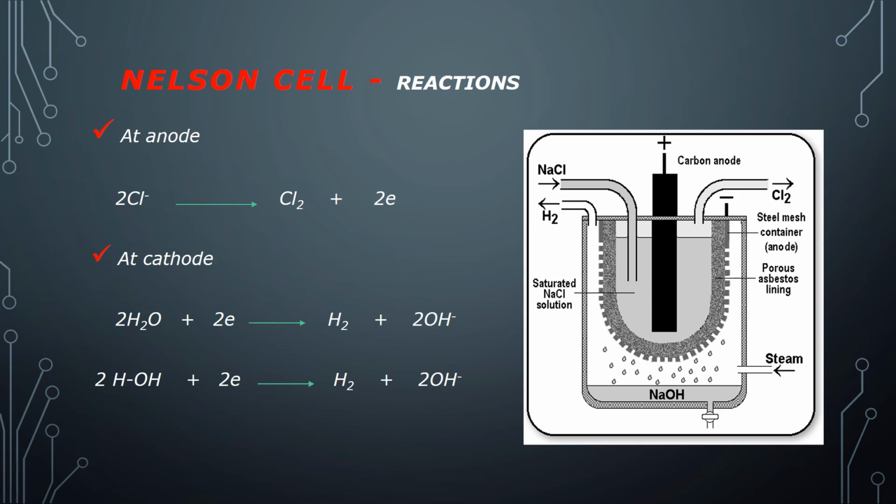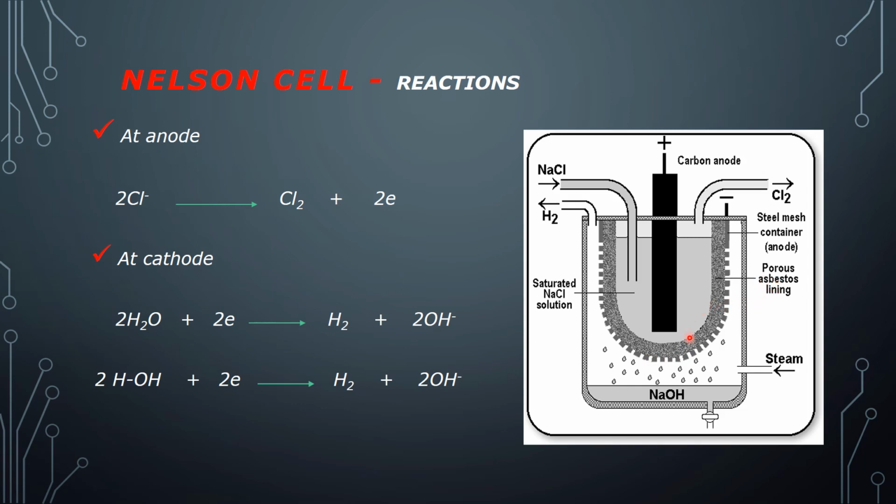In Nelson cell, at anode, the chloride ions which carry negative charge lose electrons and convert into chlorine gas. This is anode where the chloride ions which are present in the electrolyte move towards this electrode, give up their electrons and convert into chlorine gas which is collected separately. The water molecules move towards the cathode. In order to reach cathode, they have to pass through porous asbestos lining.